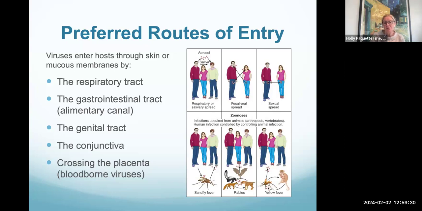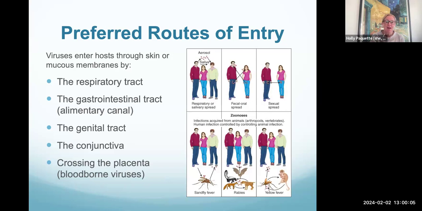Viruses can enter hosts through skin or mucous membranes. I said the respiratory tract, that's one that we often get that can be aerosolized. We have the gastrointestinal tract. Often this can be fecal contamination that then somehow contaminates something and gets eaten. We have the genital tract that would be spread through sexual intercourse or sexual connection. We also can have the conjunctiva, which is the area around the eyes, the mucous membrane.